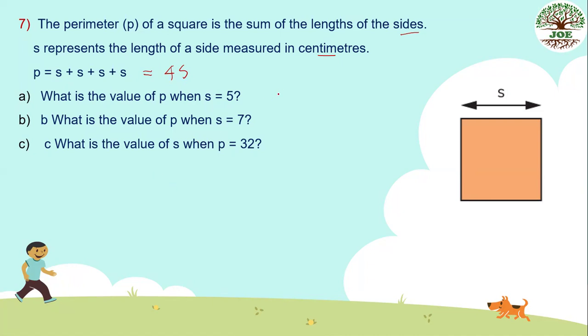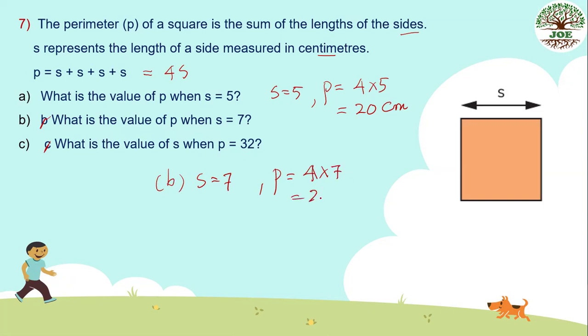Part A, S is 5. P is 4 times 5. It is 20 centimeters. And part B, what is the value of P when S is 7? Part B, when S is 7, our perimeter P is 4 times S. 4 times 7 is 28 centimeters.